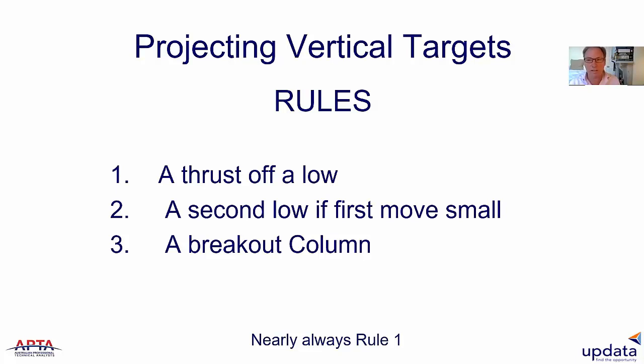Whereas a lot of other techniques are very subjective and you can easily challenge. I mean, I've seen two Elliott wave people arguing about where the wave count is and where the price is, and with point and figure, it's there. It's not debatable. So the rules are that for projecting vertical targets, there's three ways to do it. One is a thrust off a low, and that is 90% of the time, 95% of the time, probably the rule. The second one is a thrust off a low where the first move is very small, and I call that a nested move. So you just had a little reversal and then you get the break.